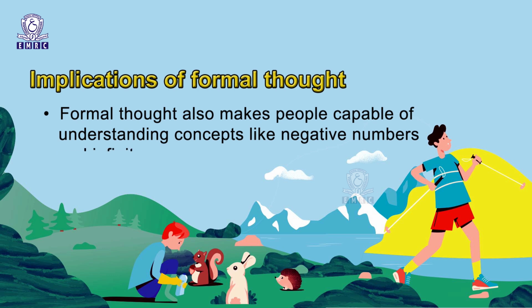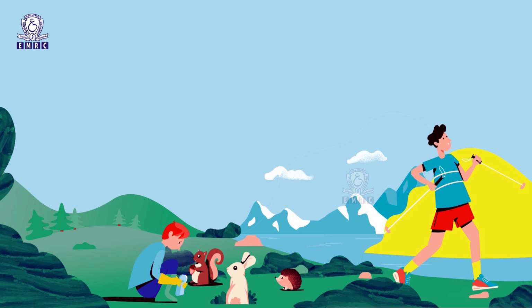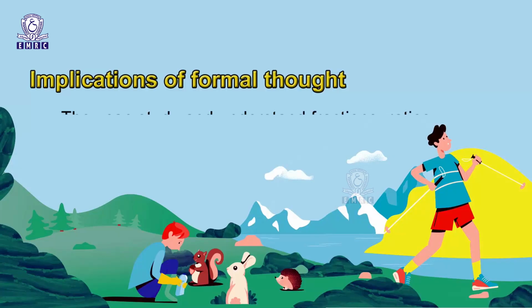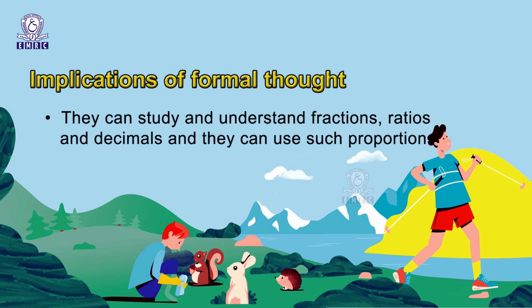Formal thought also makes people capable of understanding concepts like negative numbers and infinity. For example, they can understand temperatures below zero and how two parallel lines never touch, because they can now use proportions in their reasoning. They can study and understand fractions, ratios and decimals, and they can use such proportions to solve many problems.